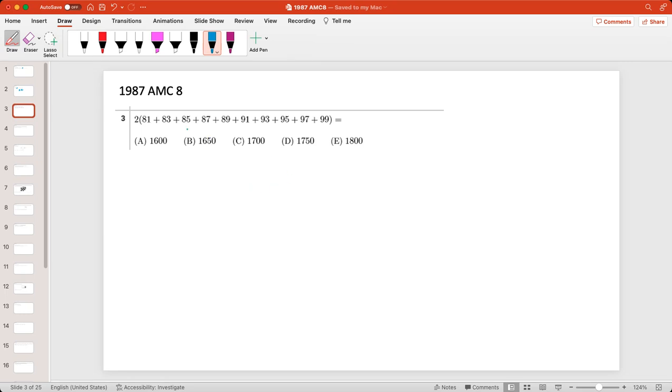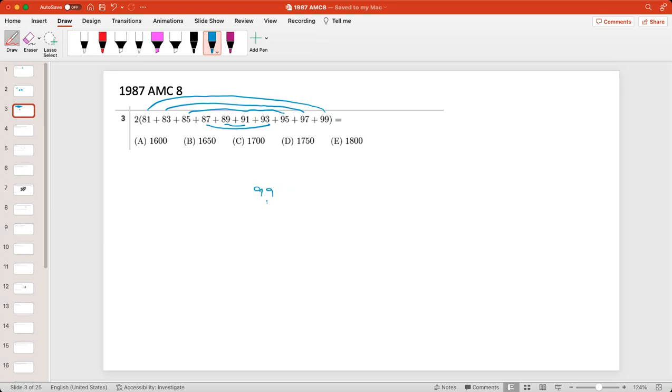Okay. So you have to add this whole thing and multiply by 2. So obviously, because this is an arithmetic progression, you can use the sum of arithmetic progression formula, but there is an easier method. If you observe the numbers, 81 and 99 is the same as 83 and 97, which is the same as 85 and 95.